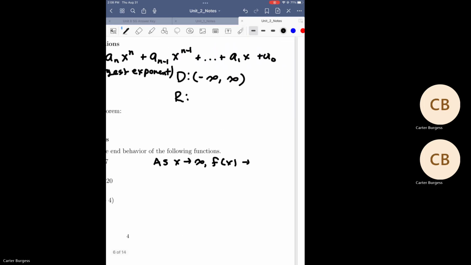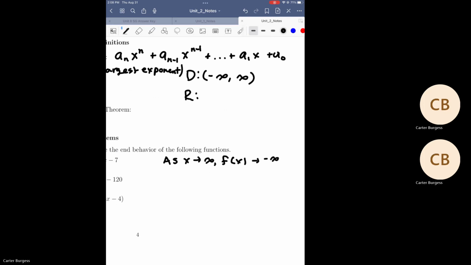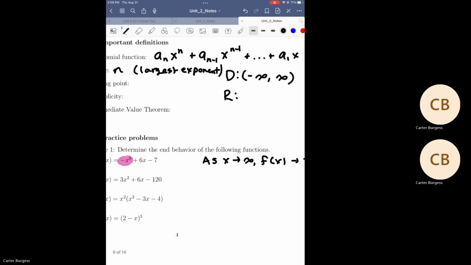So as x goes to infinity, our function goes towards negative infinity, and that is just because it is negative x to the 9th. It could have been negative 10x to the 9th. It could have been negative 3 billion x to the 9th. Doesn't matter. The fact that it's negative means we go towards negative infinity as x gets really, really big in the positive direction. What does the 9 tell us? What does that exponent of 9 tell us?